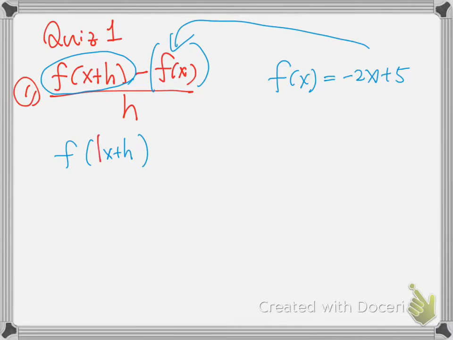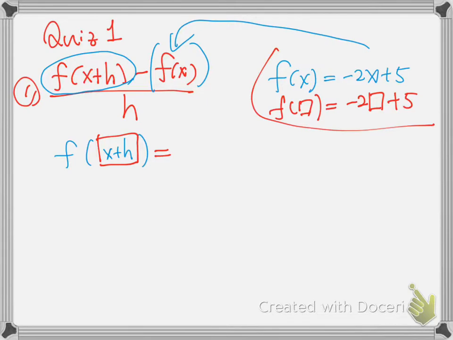I already repeated this a lot of times in the beginning of the semester, right? We put a box for the input. So this formula means f of a box is negative 2 box plus 5. Now you just put x plus h in the box. So this is negative 2 times the box with x plus h in it, and then plus 5.